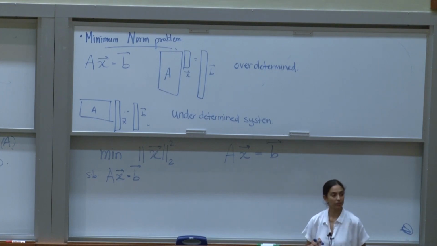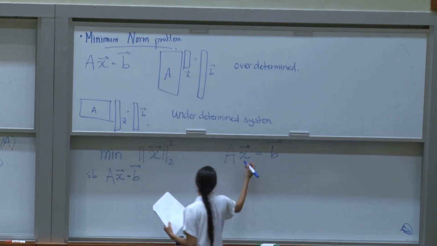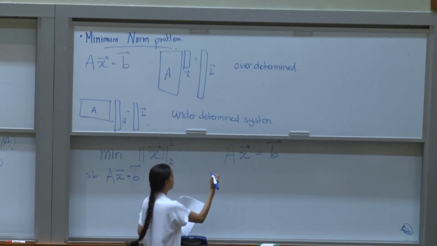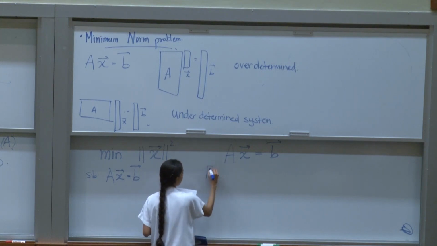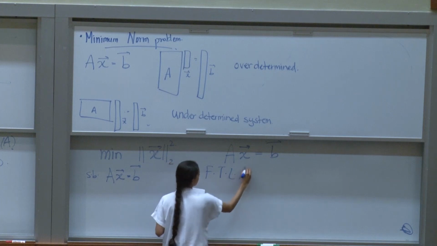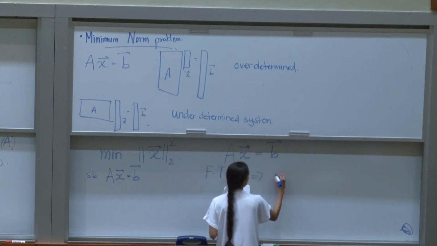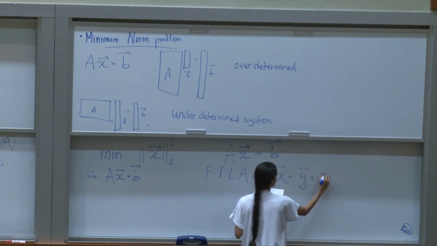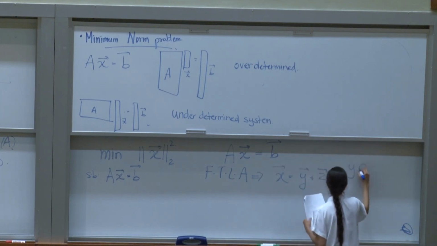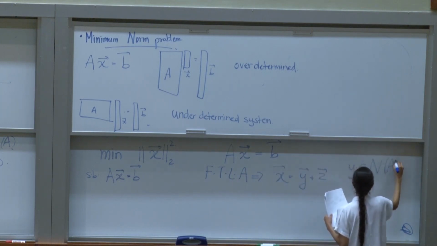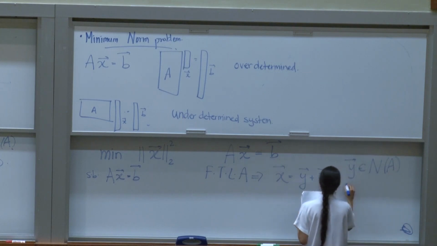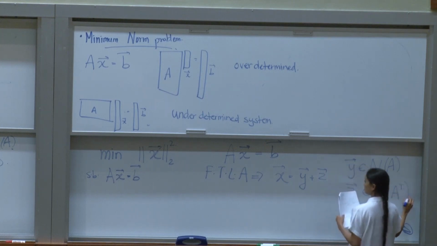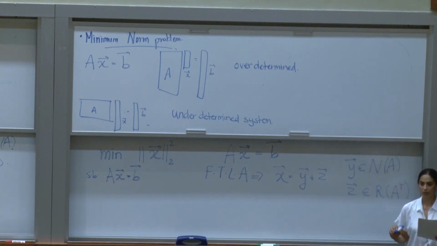Components of x that are in the null space of A. So if I have some x, right? So let's say that x satisfies this equation. I know from the fundamental theorem of linear algebra that x can be written as y plus z, where y belongs to the null space of A, and z belongs to the range space of A transpose. Right?